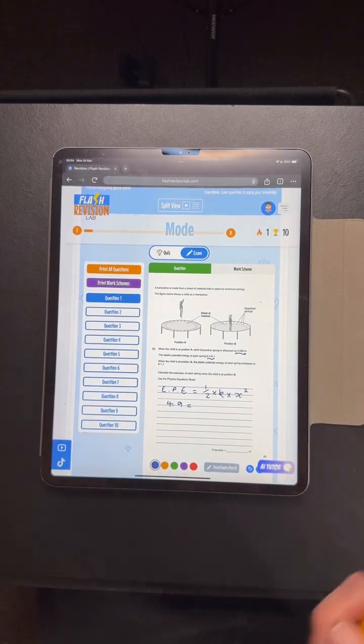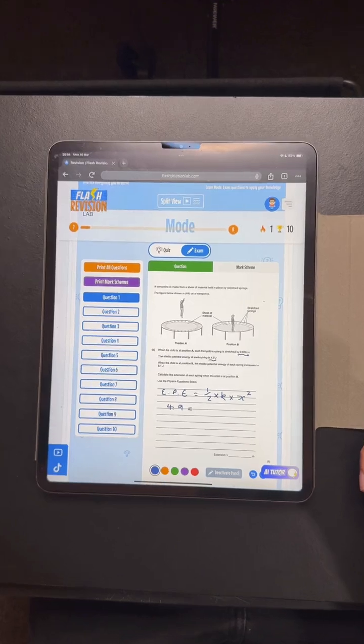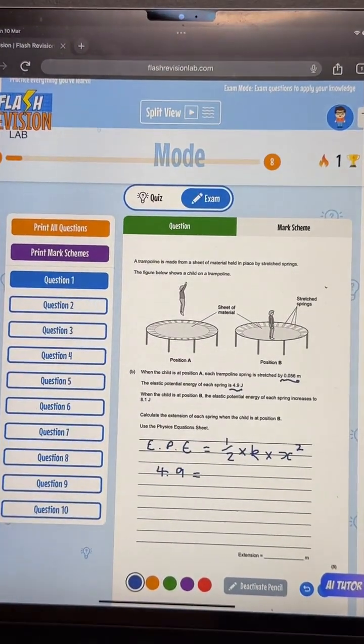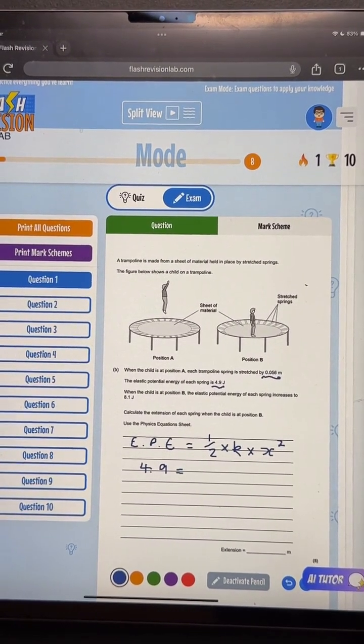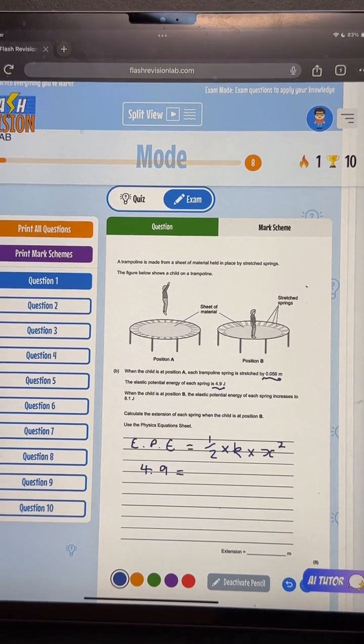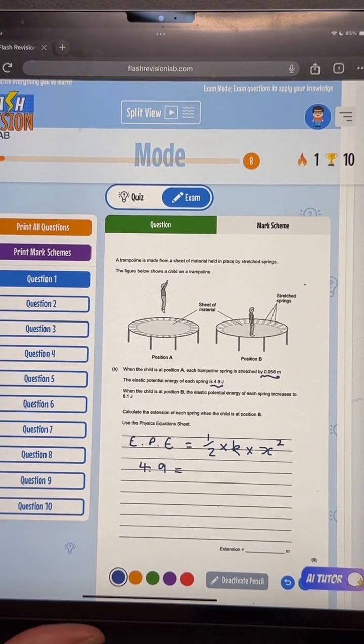Hi Jordy, sorry. Thank you for letting me know. I will zoom in a bit. Hopefully that's a bit better for you. Try and go a little bit more. Hopefully that's all right.